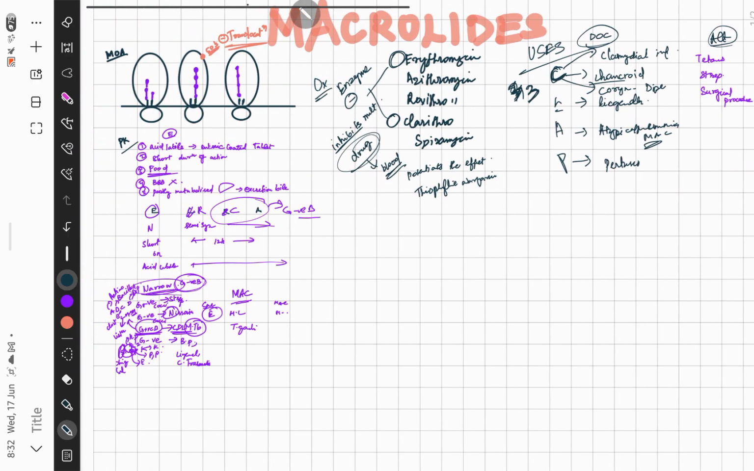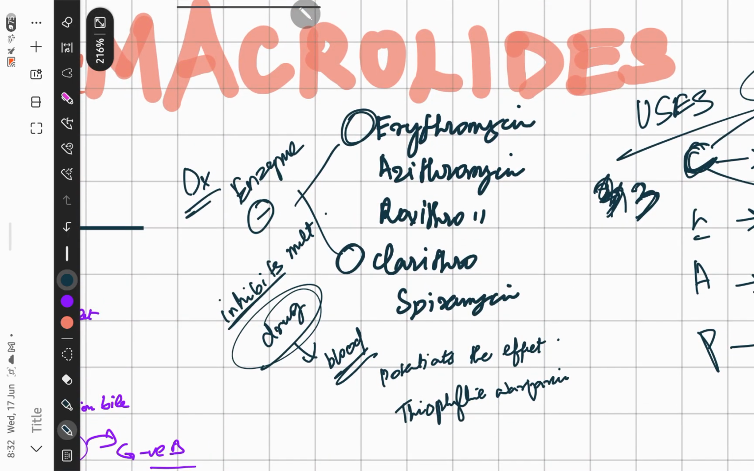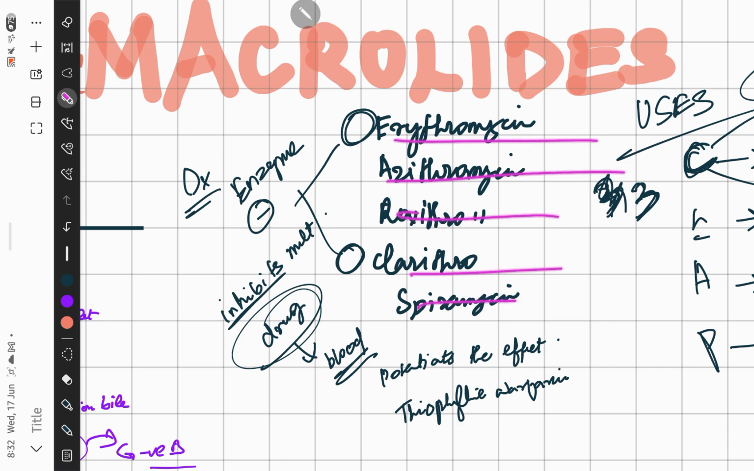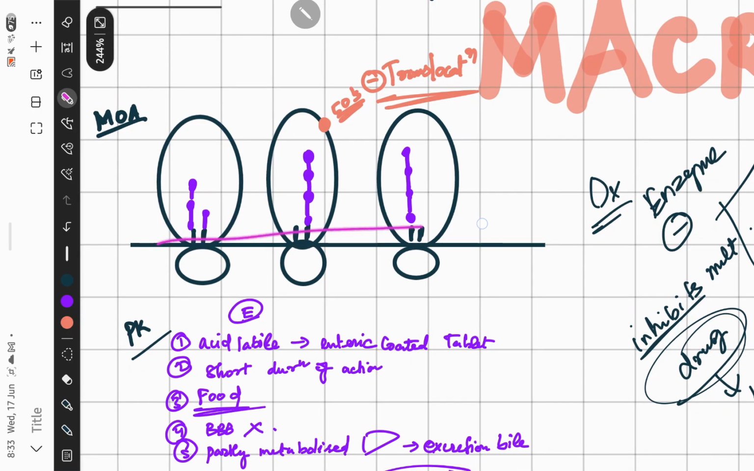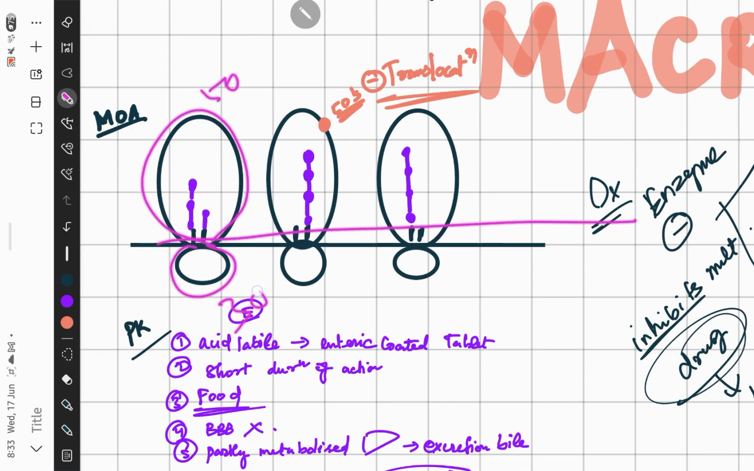So let's start. Macrolides, I have taught you this: erythromycin, azithromycin, roxithromycin, clarithromycin, pyramycin. The mechanism of action is the same. This is the mRNA, and this is the ribosome, which has the 50S subunit and the 30S subunit.